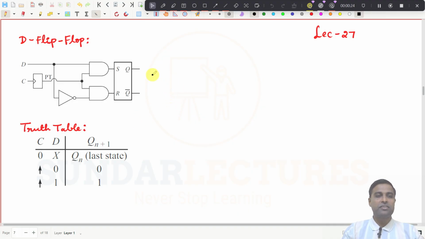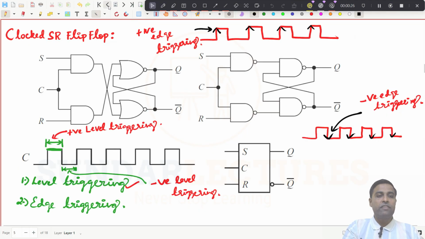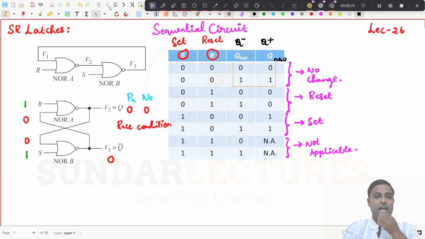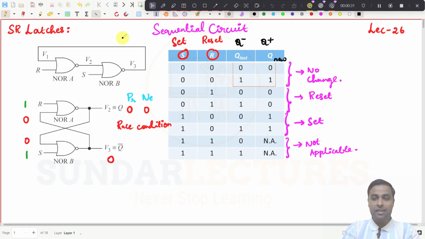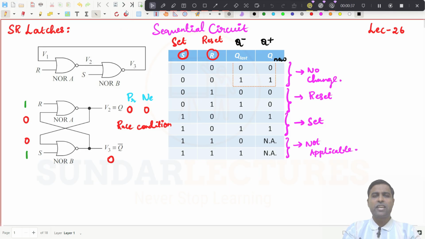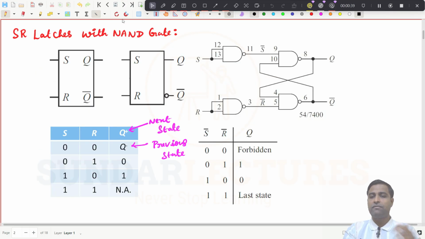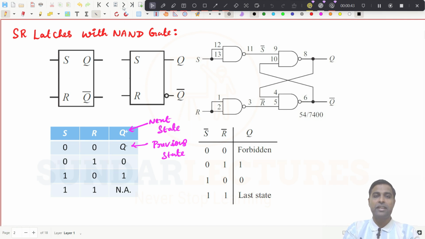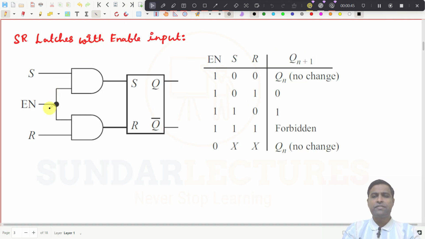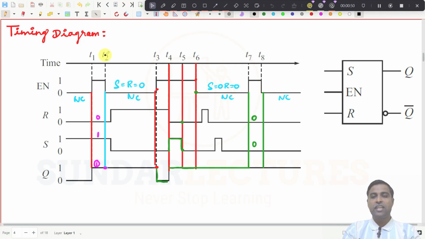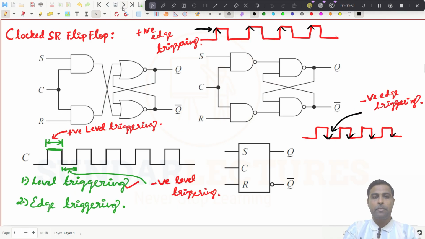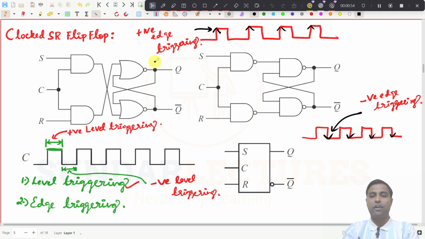Anyhow, we are in the beginning stage now, and what are all the topics we have seen in the previous class? We started with the SR latches, and I told you the difference between sequential circuit and combinational logic circuit. We designed SR latches with only NAND gates, and we have seen SR latches with enable input, and we changed the enable input to clock pulse. In sense, we are saying it as a flip flop, right?